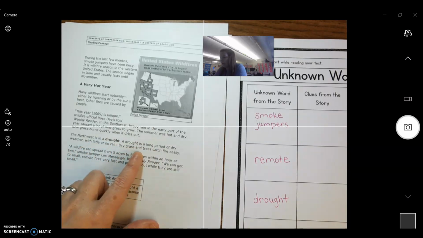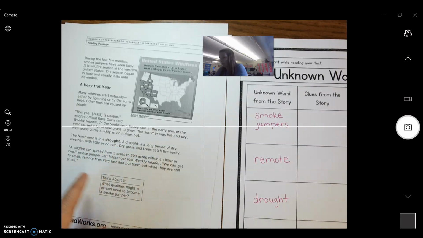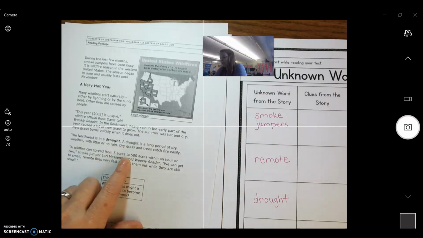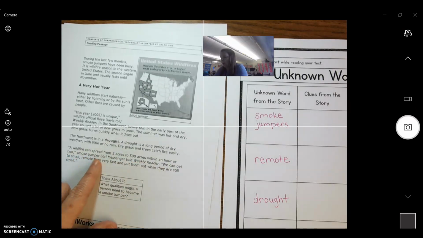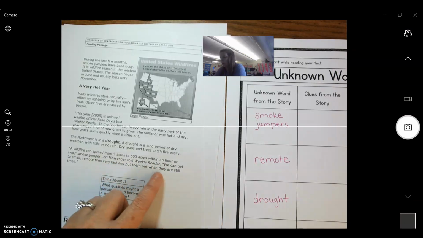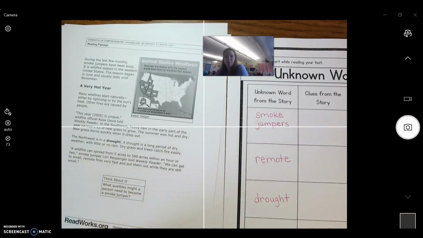Dry grass and trees catch fire quickly. A wildfire can spread from 5 acres to 500 acres within an hour or two. Smoke jumper Lori Messenger told Weekly Reader, "We can get to small remote fires very fast and put them out while they are still small."